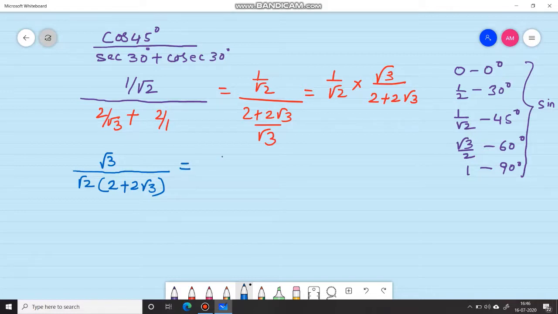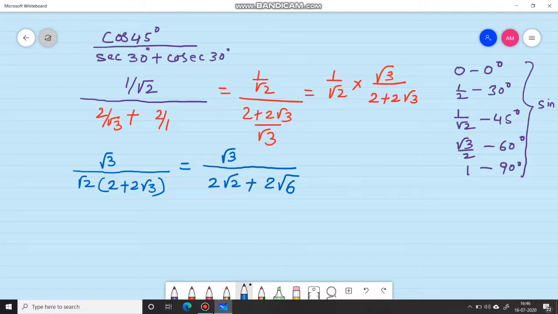Now see here, root 3 will remain in the upper part, numerator, and in the denominator part, see root 2, irrational number multiplied by rational number. So you have to multiply directly. It will become 2 root 2. This will become 2 root 2 plus root 2 into 2 root 3. That will become, 2 will remain the same and root 2 into root 3 will become root 6. So you will be left with 2 root 6. Okay. You will be left with 2 root 6.